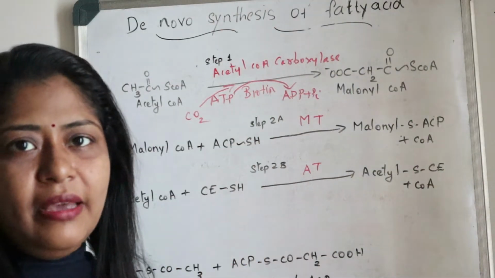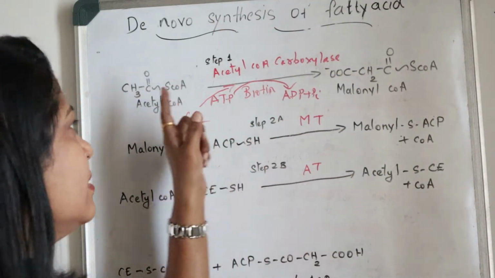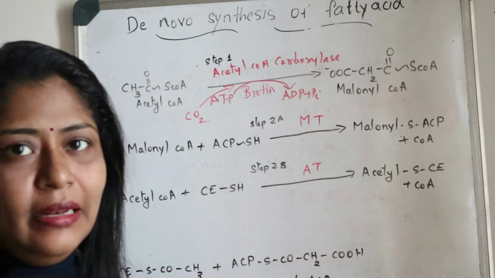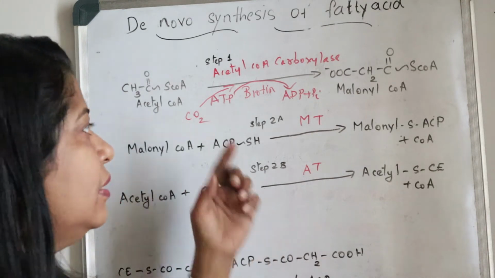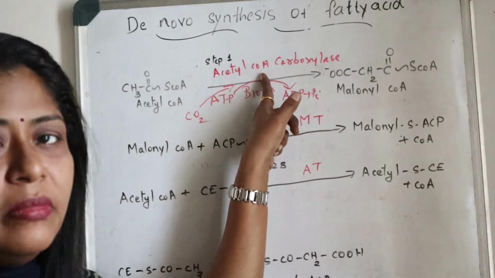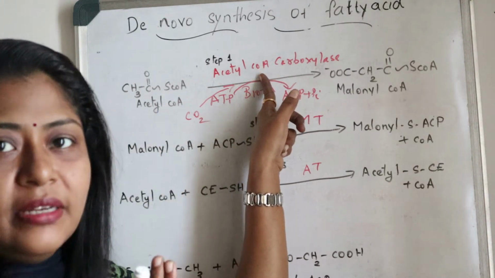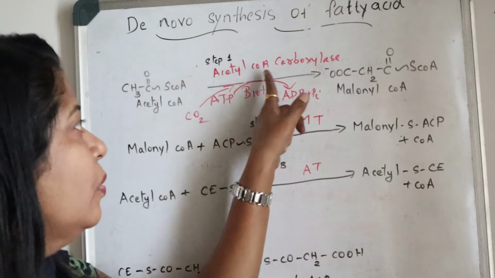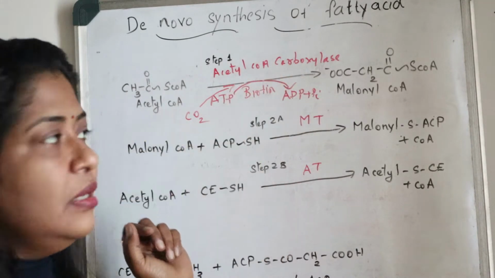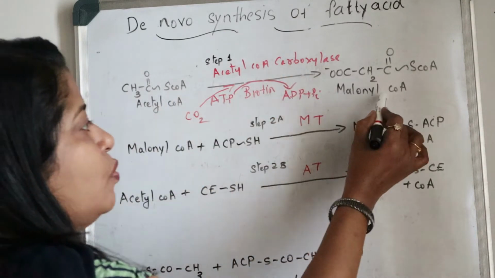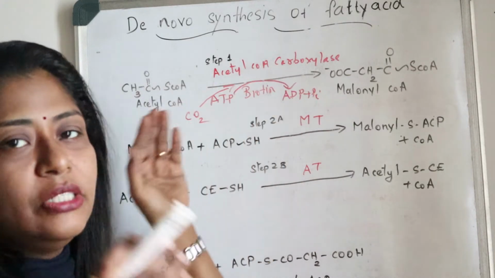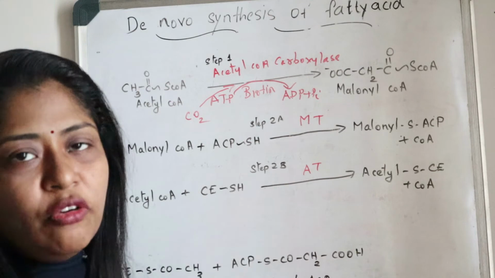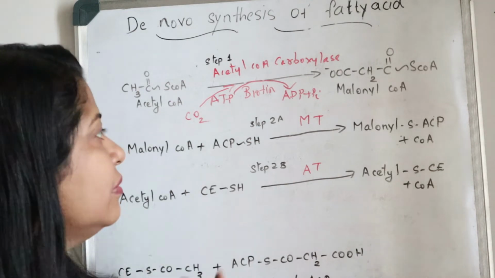So the first step in fatty acid biosynthesis is the carboxylation of acetyl-CoA. We know that acetyl-CoA, on reaching the cytosol, is acted on by an enzyme. This enzyme is very important, a rate-limiting enzyme: acetyl-CoA carboxylase, converting this acetyl-CoA to malonyl-CoA. And we know this enzyme requires certain coenzymes and factors.